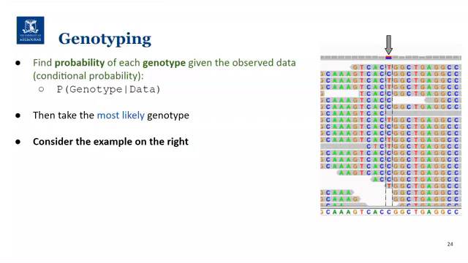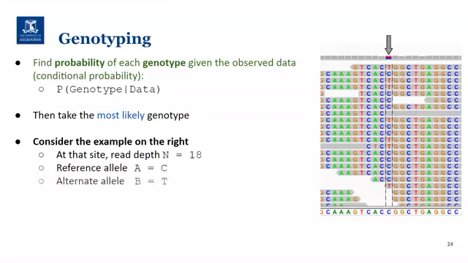So we have our reference genome, and we have our sequences, and we see a difference here in this position. So at this site, we have a deep read depth of 18, and our reference allele is C. Our alternative one, let's say, is T. And what we observe here is 11 Cs and 7 Ts. Okay, that's our evidence. So what would you guess in that case?